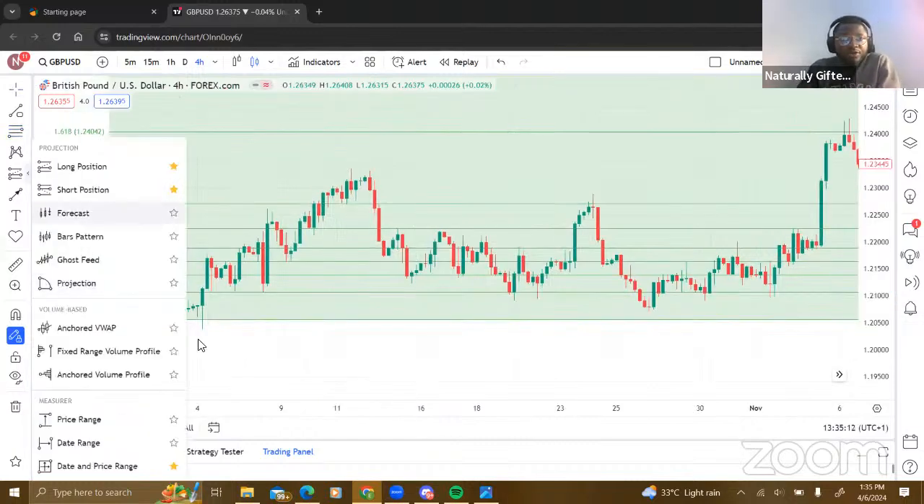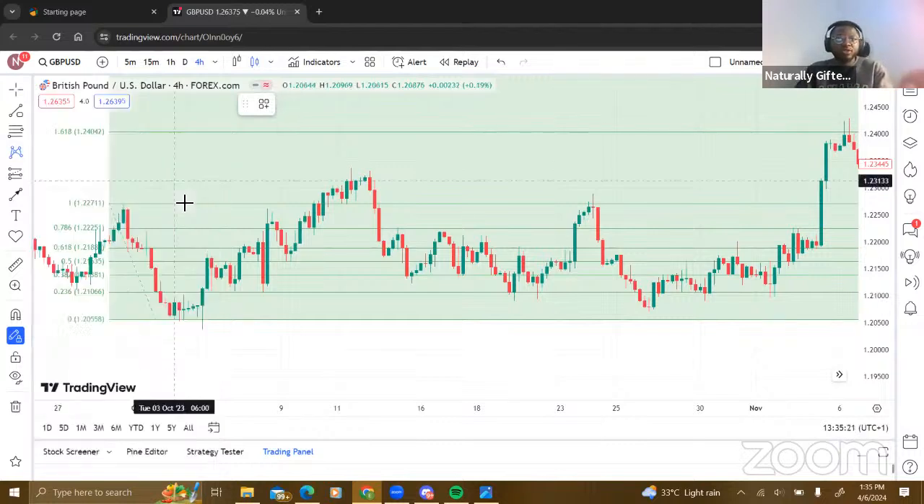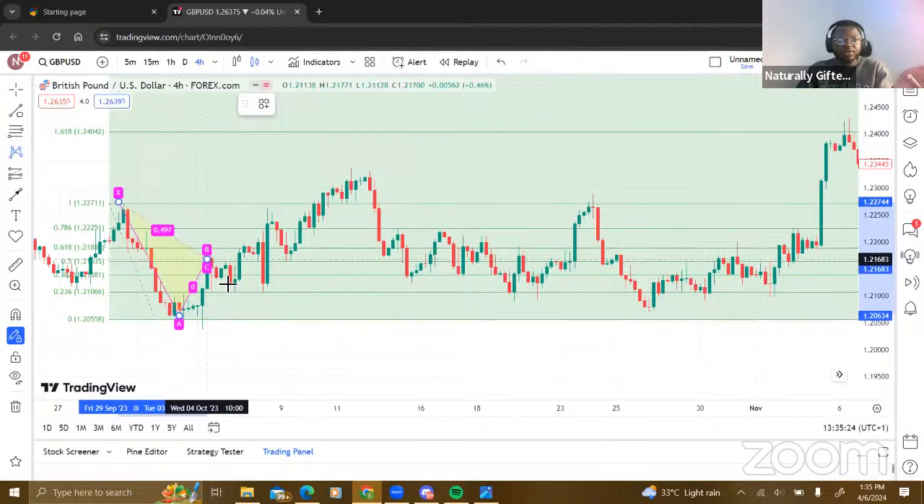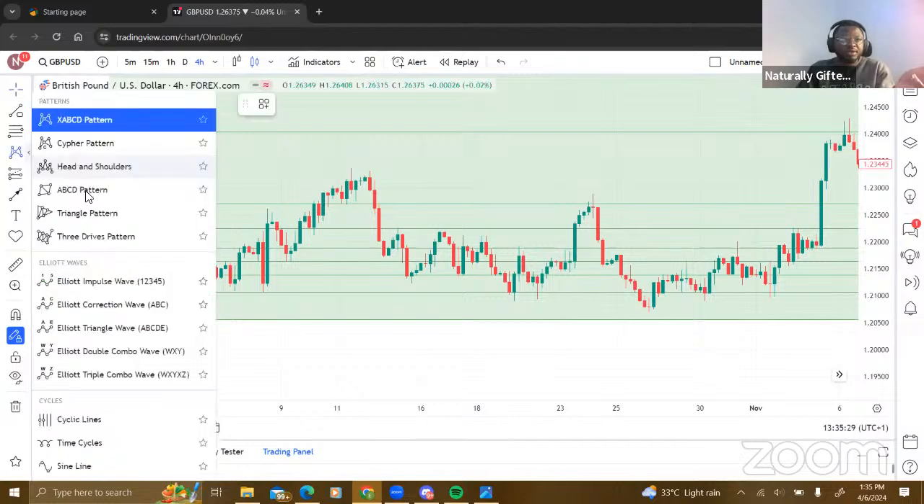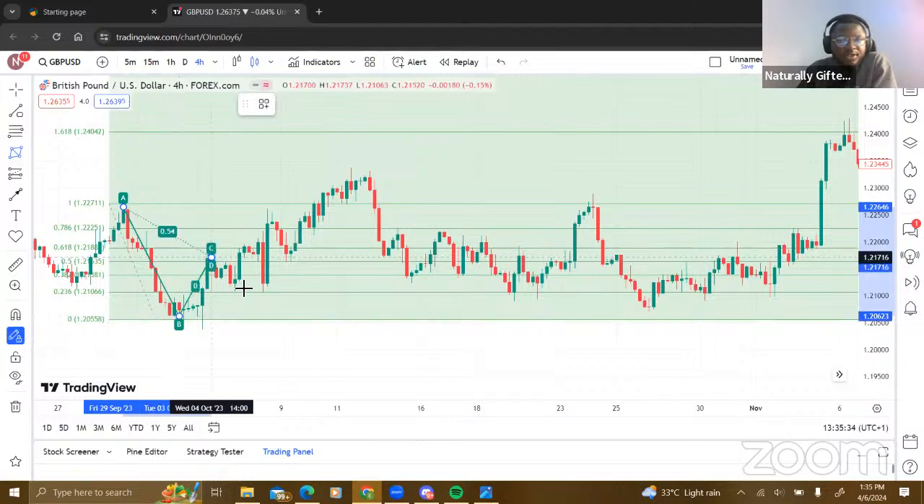Also, be rest assured you have patterns on your TradingView. XABCD pattern is what you use. This is X to A to B to C to D. ABCD rather. You have A to B to C to D.